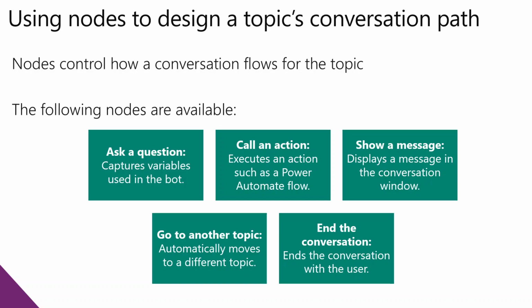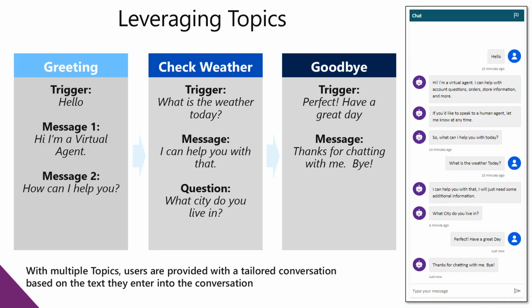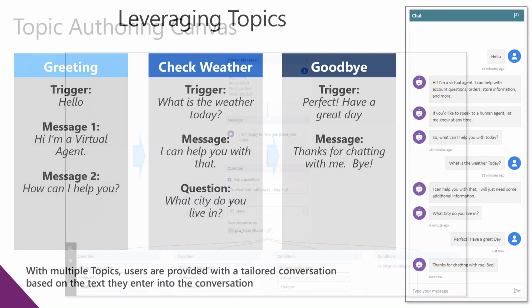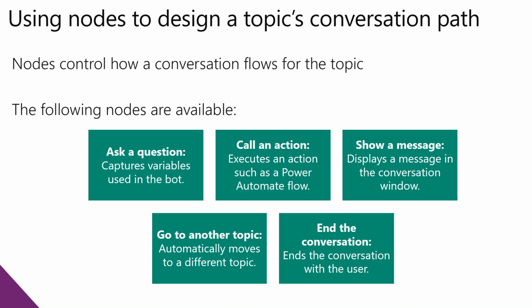So the following nodes are available. You can ask a question, so it captures a variable to use in the bot. You can call an action, so you can initiate a Power Automate flow, and we'll be doing that in the lab. You can show a message, just a message without any response required. You can actually go to another topic. In this example, we had the greeting, and then the person asked for the weather. That was a trigger phrase that started the weather topic. So you can see how we're going to these different topics. And you can end the conversation. So you ask a question, call an action, show a message, go to another topic, or end the conversation.